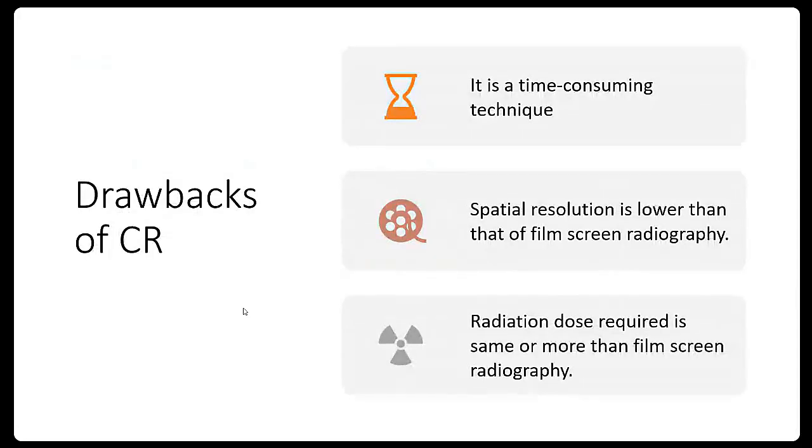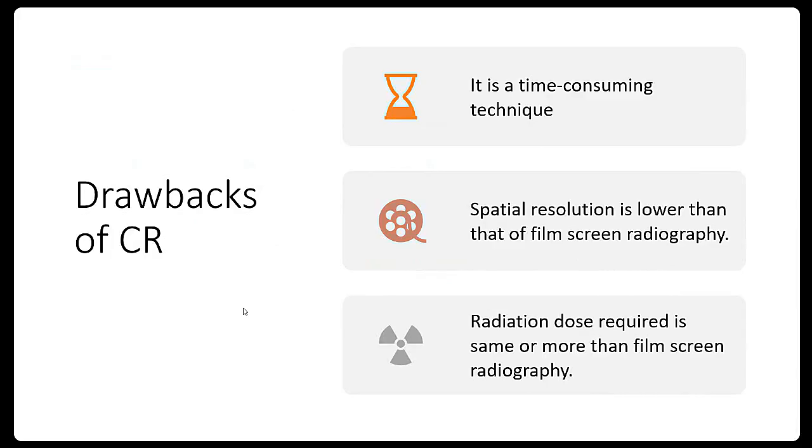Don't confuse this CR word with conventional radiography. Okay, CR stands for computed radiography specially. Conventional radiography is different, and CR is a division of digital radiography. So don't confuse that. What were we talking about? Drawbacks of CR. The drawback of CR is it is a time consuming technique. Now we are comparing CR with digital radiography, direct digital radiography. Okay, so comparing to that, CR is a bit time consuming technique, right?